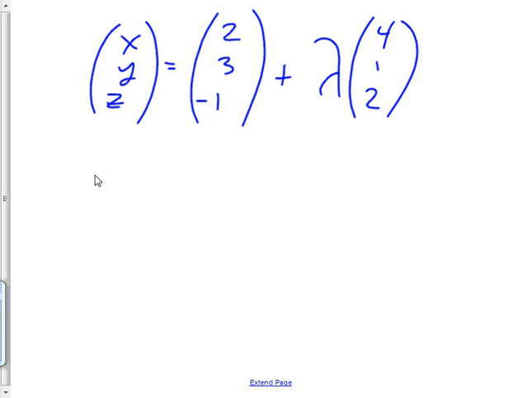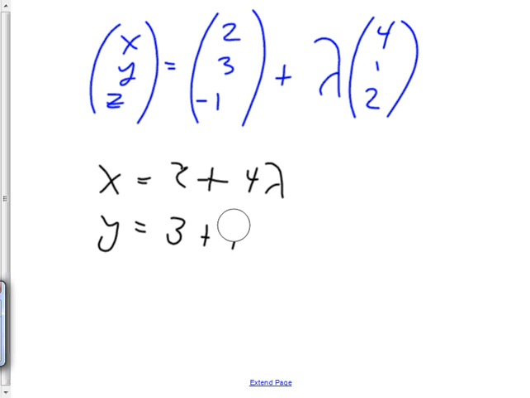I'll give you a hint. One of them is called parametric form. 2 plus 4 lambda. Good. Keep going. Equals 3 plus 1 lambda. Sorry, keep going.